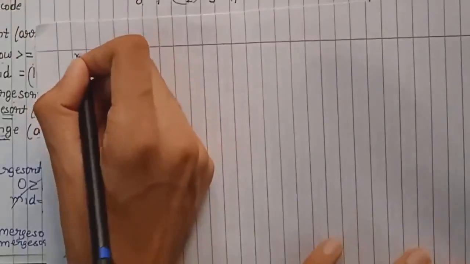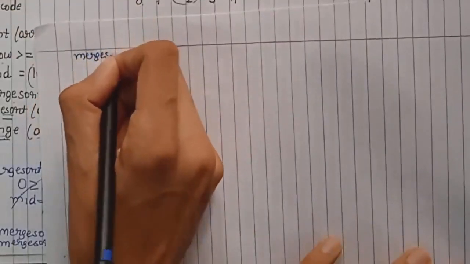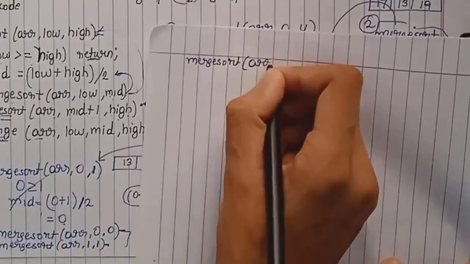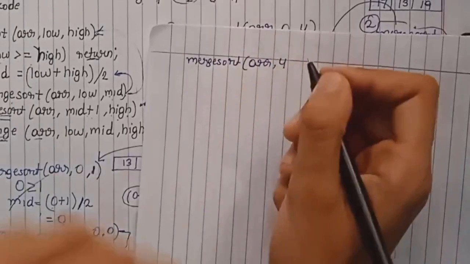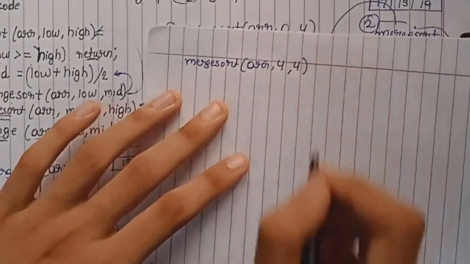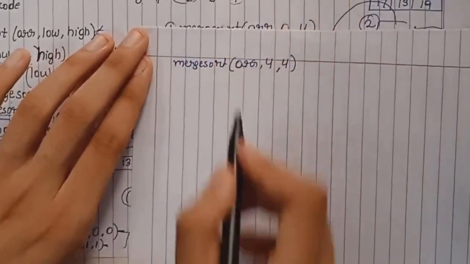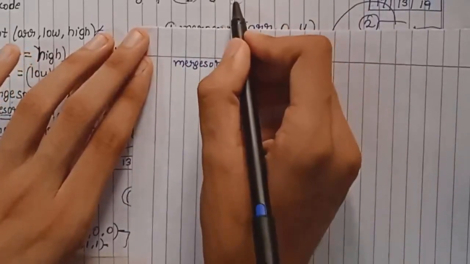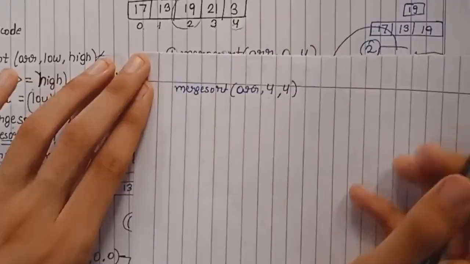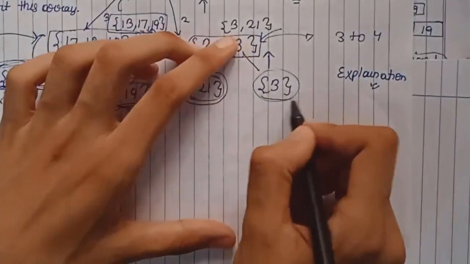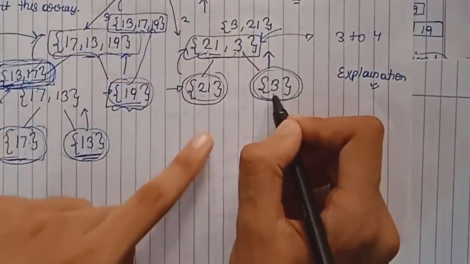So if I write here, it is merge sort array mid plus 1, which is 4, and again high here was 4. So you can see that at the fourth index we have 3. So this is the array beginning from index 4 and ending at index 4. So this is 3. Again you can note that we have got this 3 as our array.